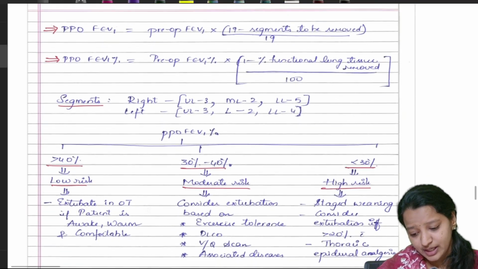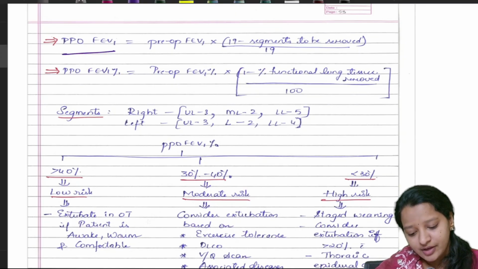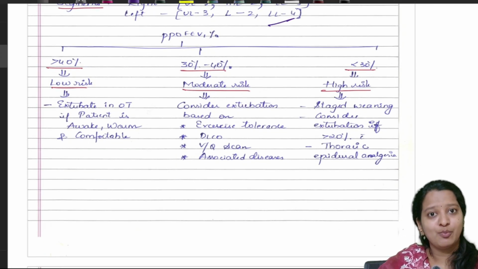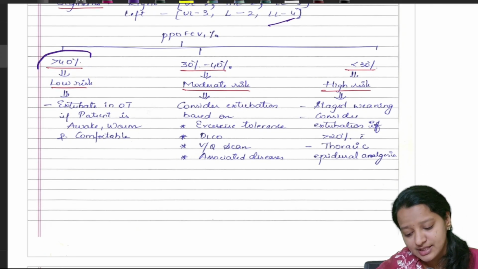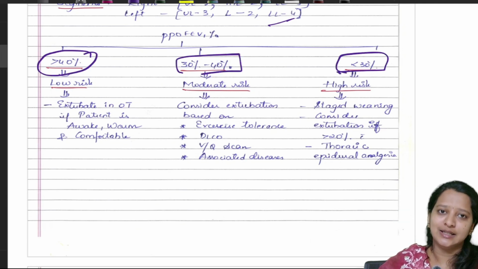We'll go to next. So this is the post-operative predictive FEV1. We have already learned the formulas. These are about segments. This is about the percentage post-operative predictive FEV1%: if it is greater than 40%, between 30 to 40, and less than 30%, it is mild, moderate, and high risk.